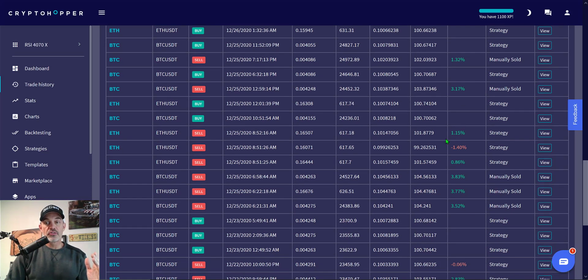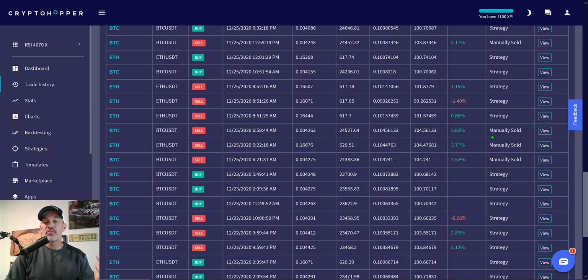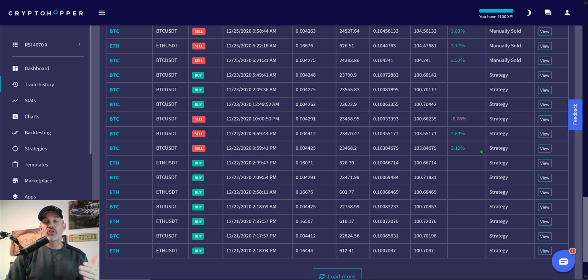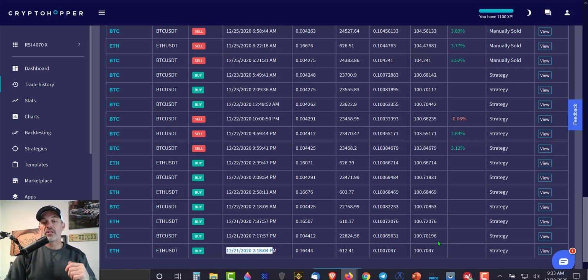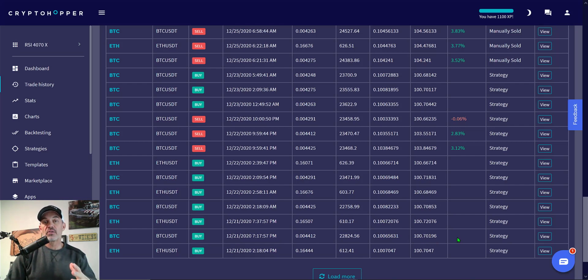Here's a couple more positions the strategy closed out on ETH. We can see a couple small wins and a small loss. As we continue down through, you see where I'm taking profits manually. And the strategy did its job, took some more profits and a very small loss on Bitcoin. You can see I deployed this bot on December 21st, 2020. Today's December 28th, 2020. If you missed the video where I configured this particular bot, I'll leave a link in the description below and you can check out how I actually configured this bot.